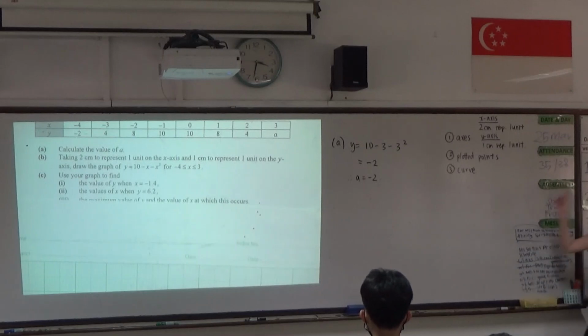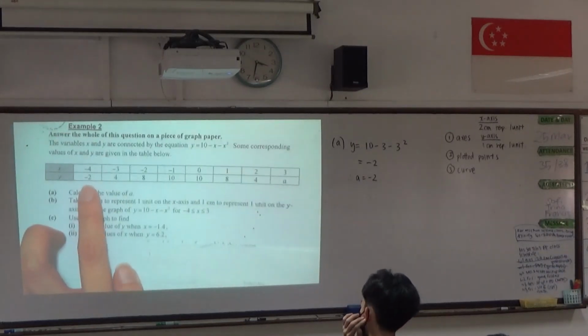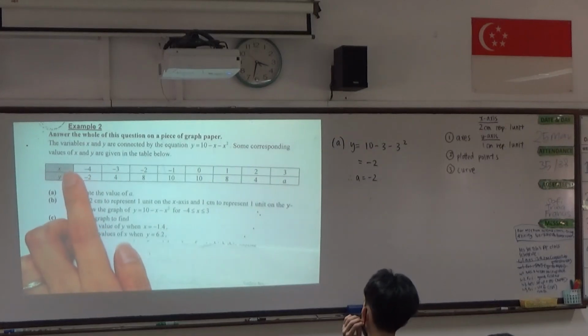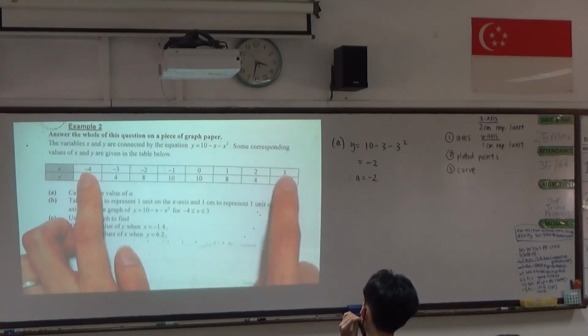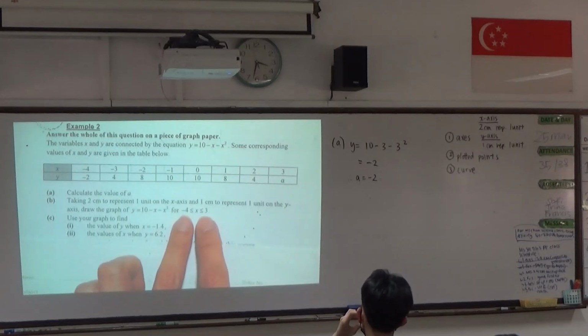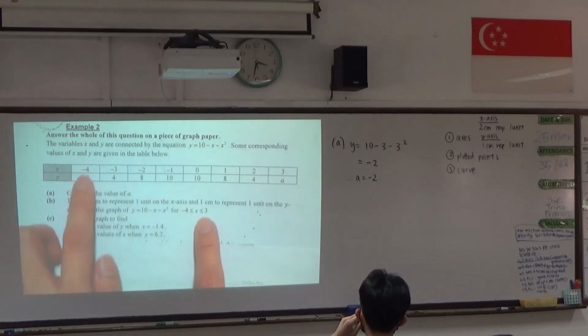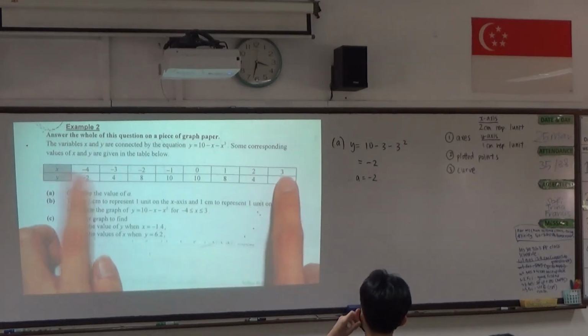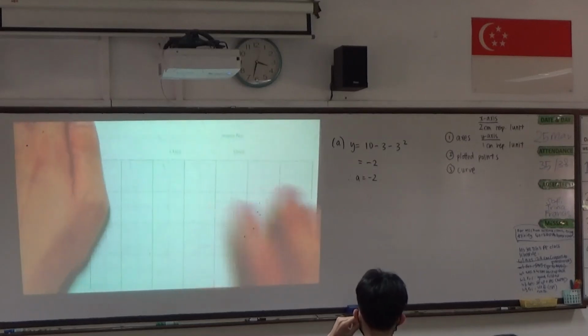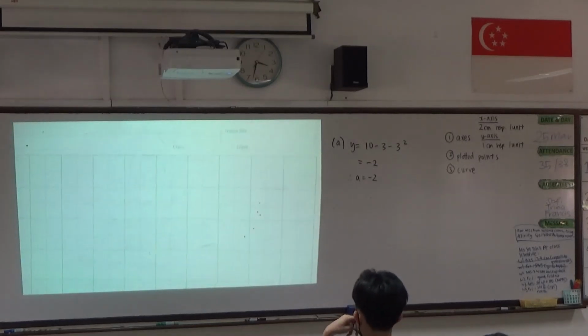Okay, so I'm just putting it there first. Now looking at this table, we find that our x values are given to be from -4 to 3, which is the range that the question wants you to draw as well, from -4 to 3. Based on this range, we can decide how to actually have our axis in place.